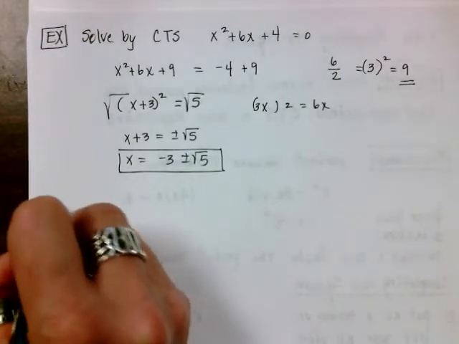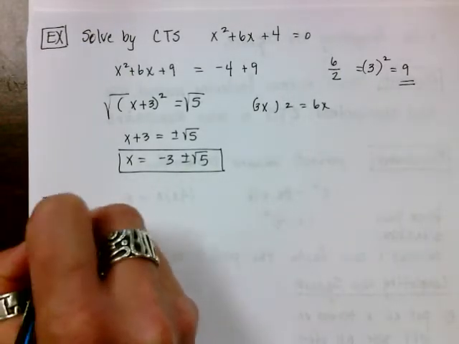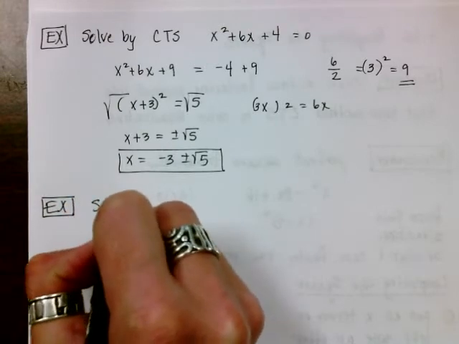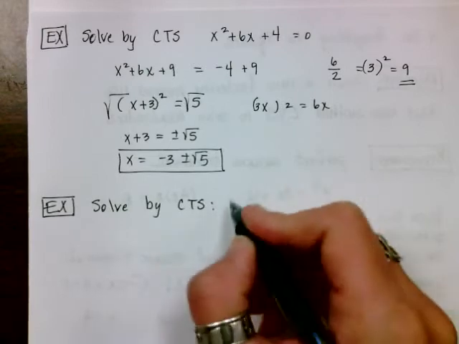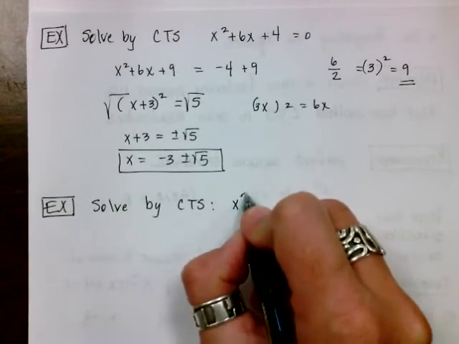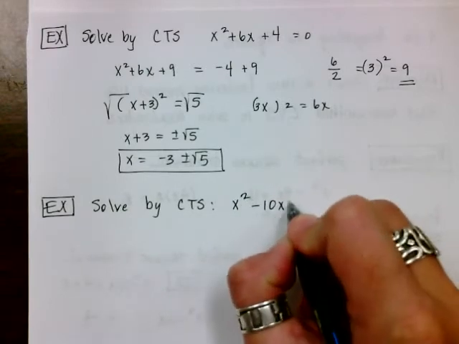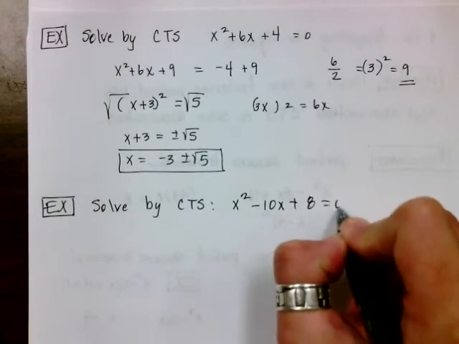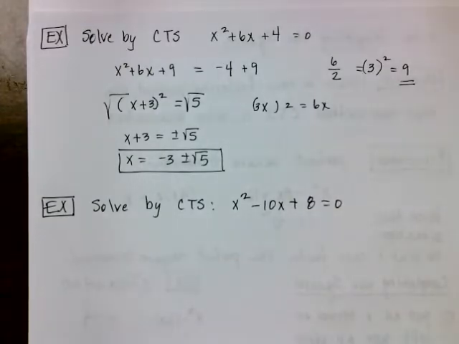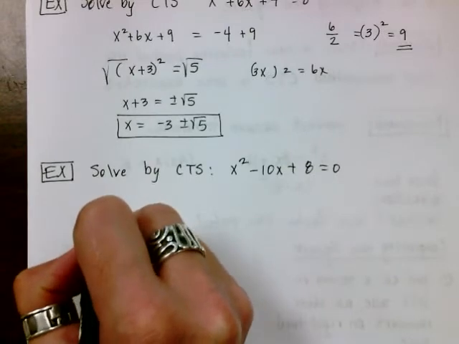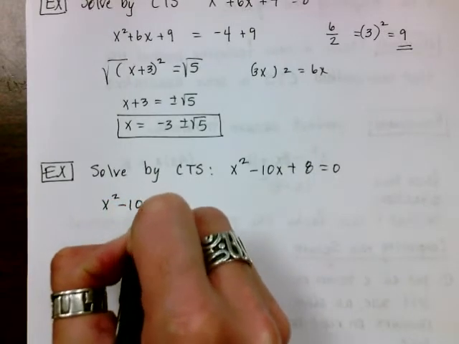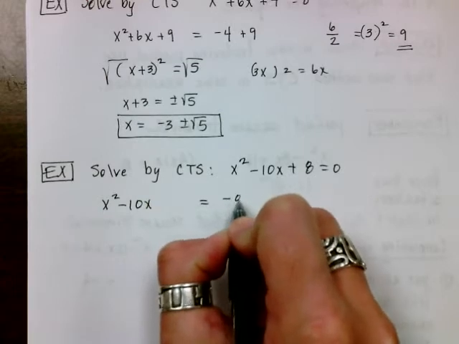So let's do another example. I have quite a few for you, just so you can get the hang of what we're doing. So I'm going to solve by completing the square. This time my equation is going to be x squared minus 10x plus 8 is equal to 0. All right, so the first step is to take the 8 to the other side. So I'm going to have x squared minus 10x is equal to negative 8.